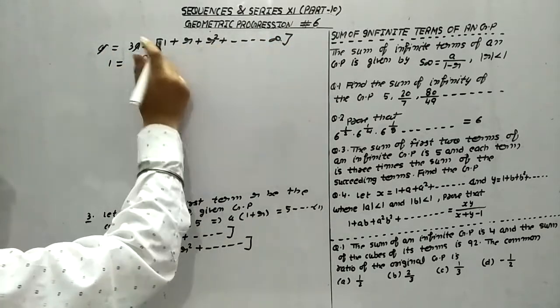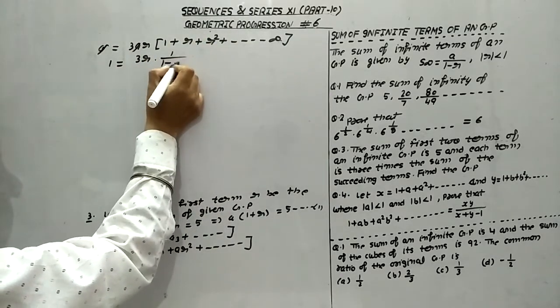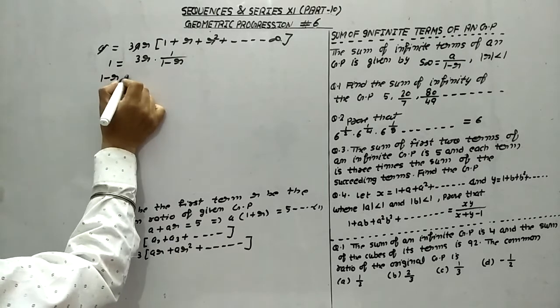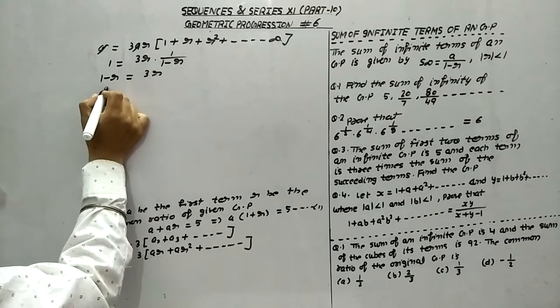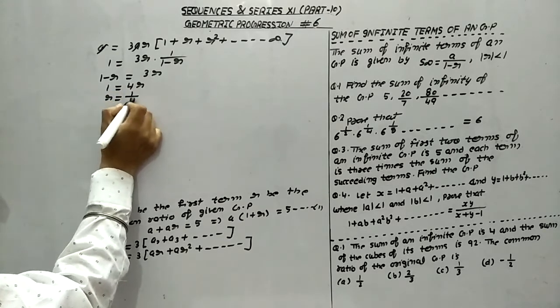This is the sum of infinite terms of a GP. It means A times 1 upon 1 minus R. Now cross multiplication, 1 minus R is equal to 3R. It means 1 is equal to 4R. Therefore, R is equal to 1 upon 4.